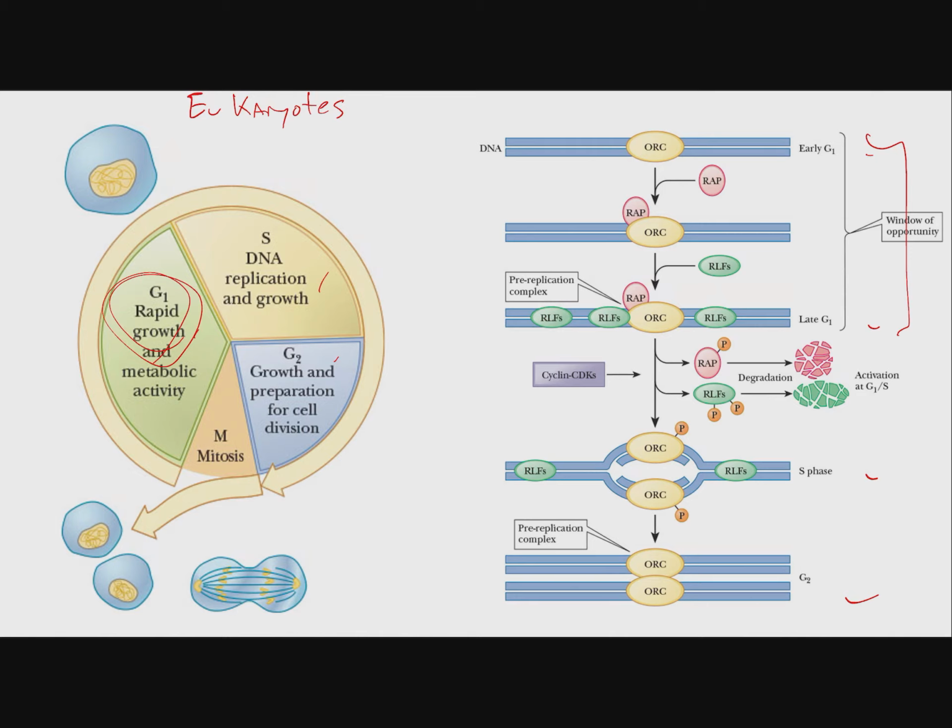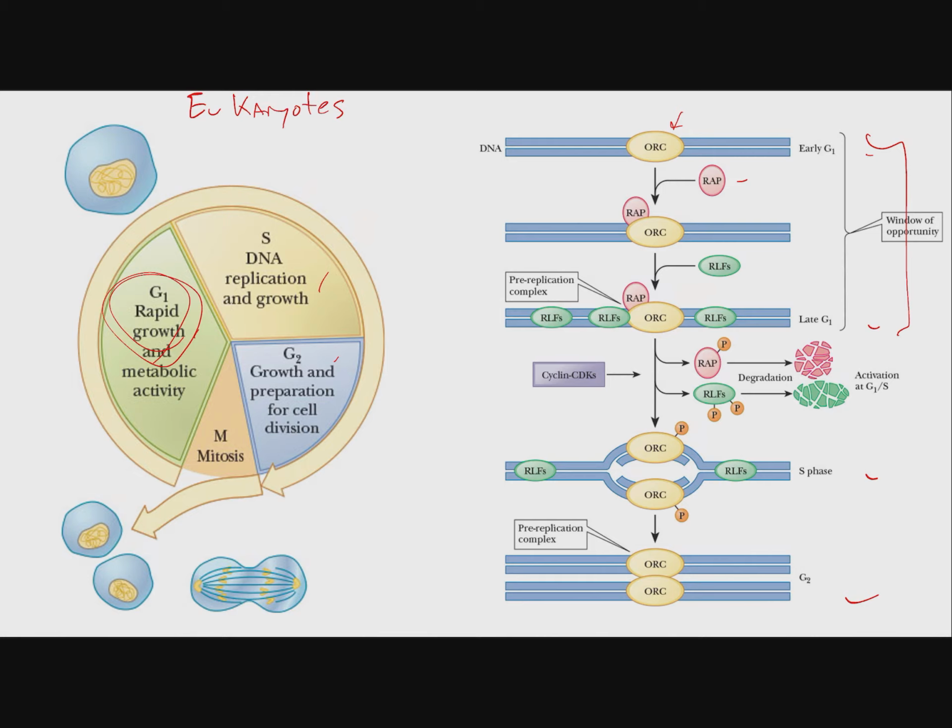Step 1 involves various proteins. It involves the origin replication complex, or this guy. This is bound to the DNA throughout the cell cycle, but it serves as an attachment site for the several proteins that are going to help control replication. We need the replication activator protein, RAP. This protein here is going to, when it binds, help prepare the DNA for the start of replication. And then we need replication licensing factors. Just kidding. Replication licensing factors here are proteins that are essential for DNA replication.